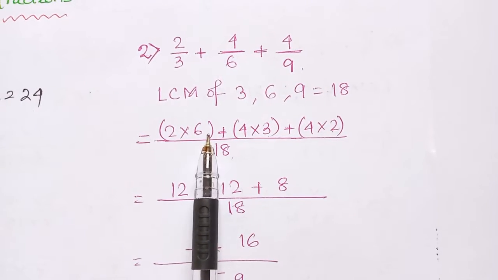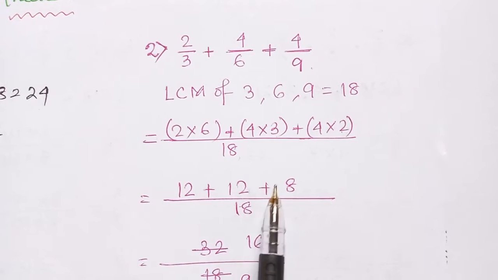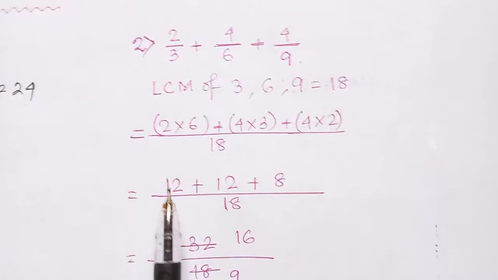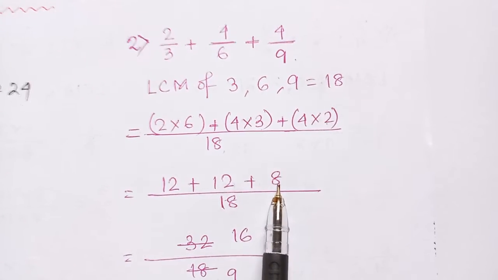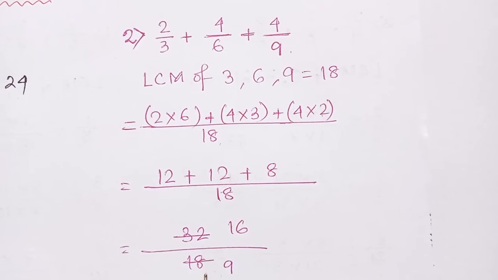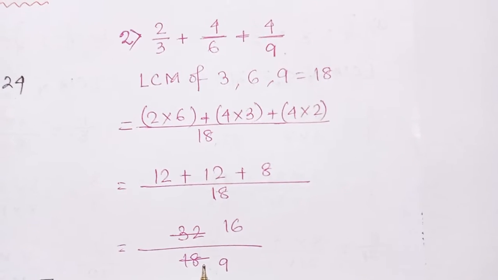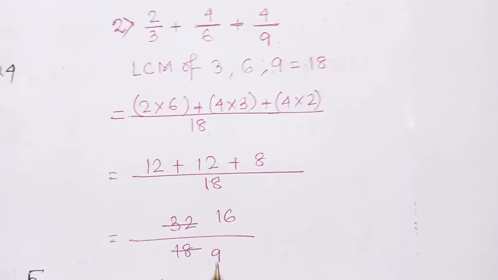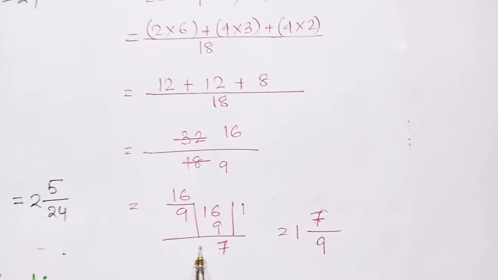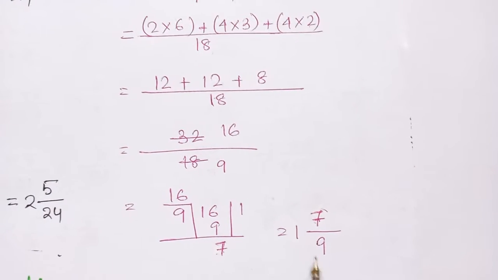Now 2 into 6, that is 12, plus 4 into 3, that is 12, plus 4 into 2, that is 8, divided by 18. Now 12 plus 12 plus 8 is 32 divided by 18. 32 and 18 are both divisible by 2, so we cut them by 2 and get 16 by 9, which is an improper fraction. So we change it into a mixed fraction and get the value 1 and 7 by 9.